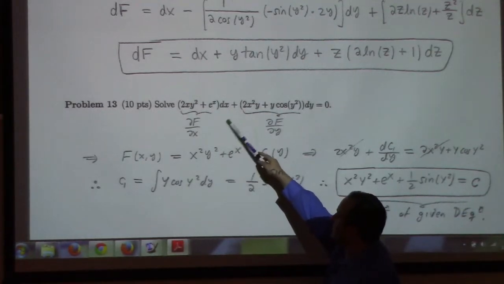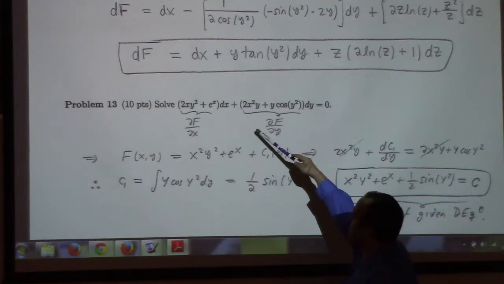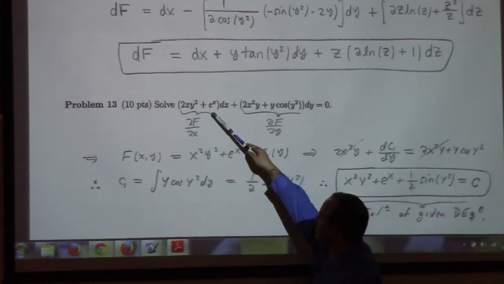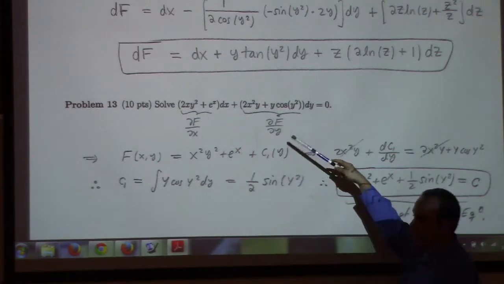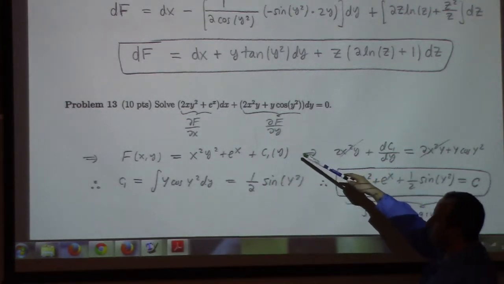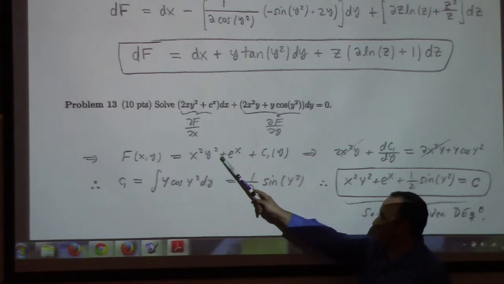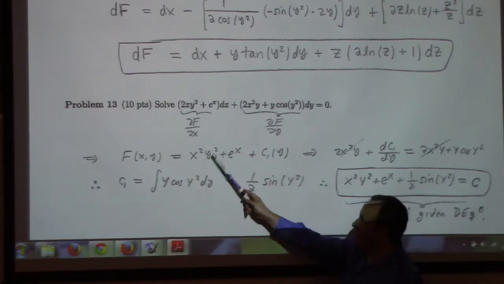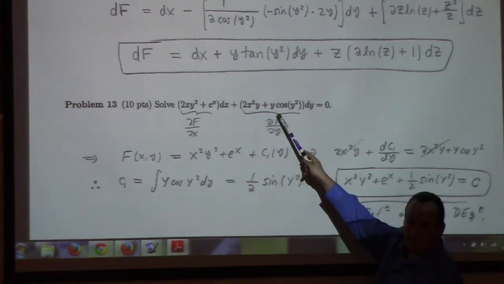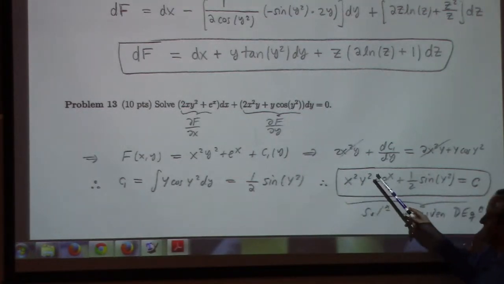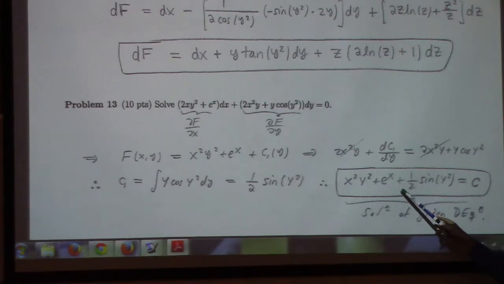So, to solve this, I can hope that it's exact. If so, this should be the x derivative, and this should be the y derivative of some function f. And you can see that this works, right? x squared y squared plus e to the x. If you differentiate with respect to x, I get that. If I differentiate with respect to y, I get that. Which then shows me that the big F equal to a constant is in fact the solution of the given equation.